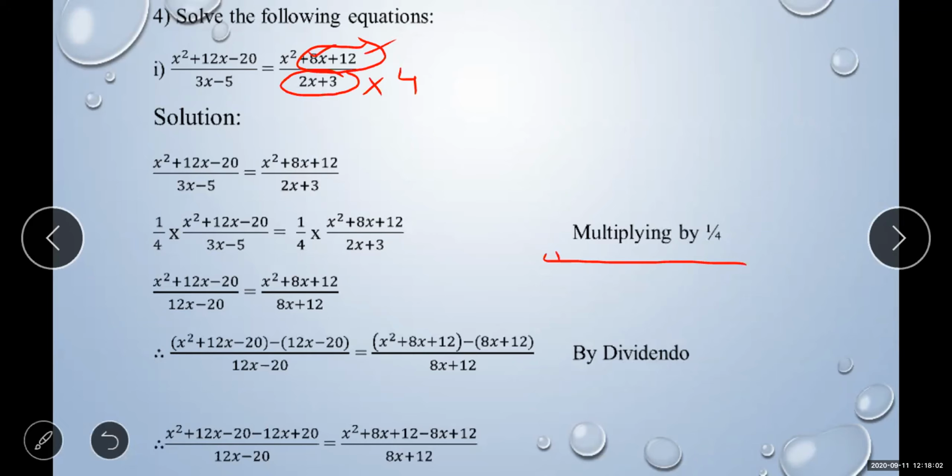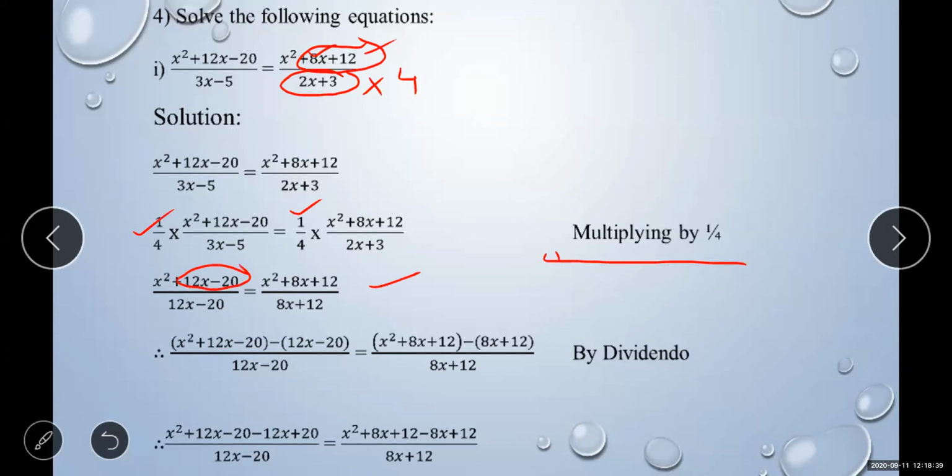Multiplying by 1 upon 4. So we are multiplying left side and right side by 1 upon 4. 1 into numerator, so numerator as it is, that is x square plus 12x minus 20. Now denominator is multiplying by 4, means 4 into 3x is 12x, minus 4 into 5 is 20. Same for the right side. 1 into numerator, that is x square plus 8x plus 12, upon denominator is 4 into 2x, 8x, 4 into 3, 12.